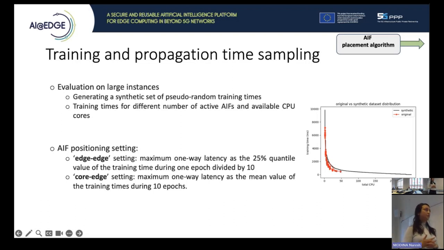We have also proposed some parameter settings, for example, for the propagation delays. So we consider different propagation delays for edge and core edge settings. If we take the first one, the IAF server would be placed at the edge. It means that the propagation delays should be a bit lower when compared to the core edge setting. For that, the maximum one-way latency was equal to the 25 quantile value of the training time during one epoch divided by 10. And for the next setting, we wanted to increase the propagation delay. So we set the maximum one-way latency equal to the mean value of the training time during 10 epochs.